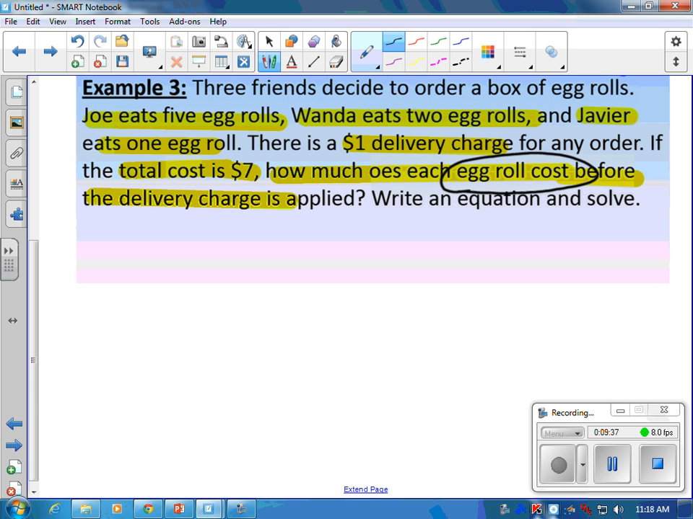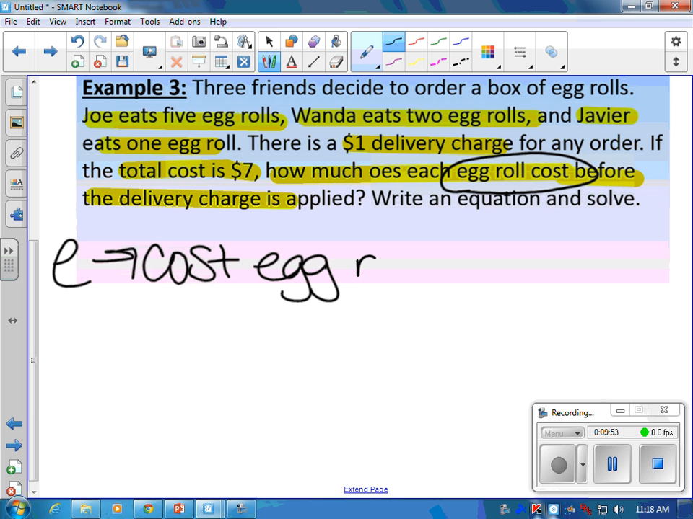A lot of you got 1 point taken off of your quiz because you weren't specific when you named your variables. We weren't just talking about dogs and cats. We were talking about the weight of the dogs and cats. So in this problem, we are talking about the cost of 1 egg roll. That's what our variable represents. So now let's write an equation that we can solve to figure out how much each egg roll costs.